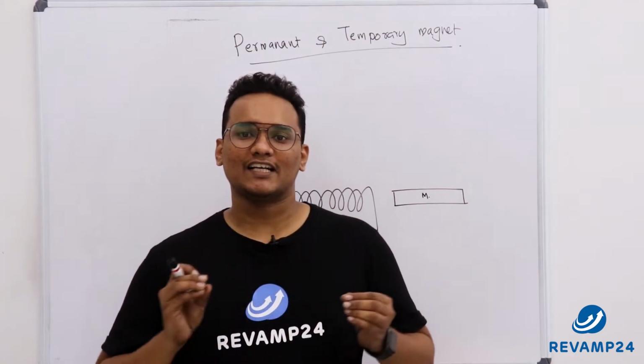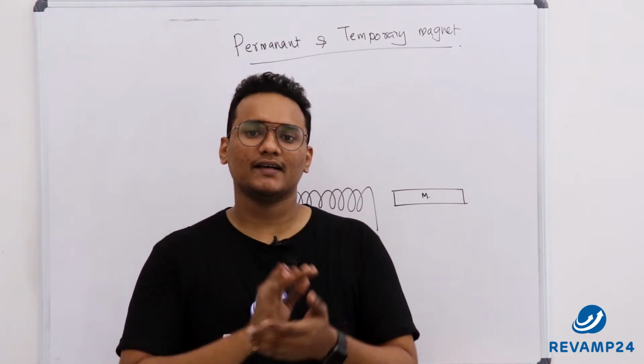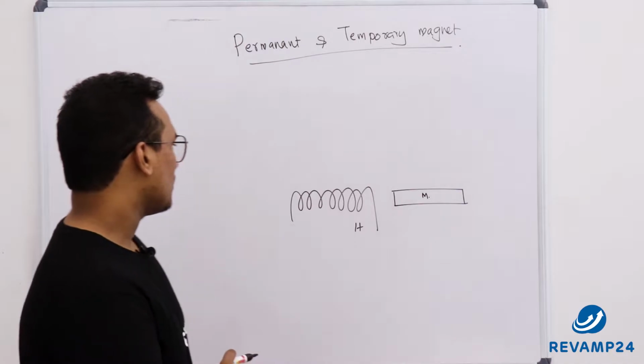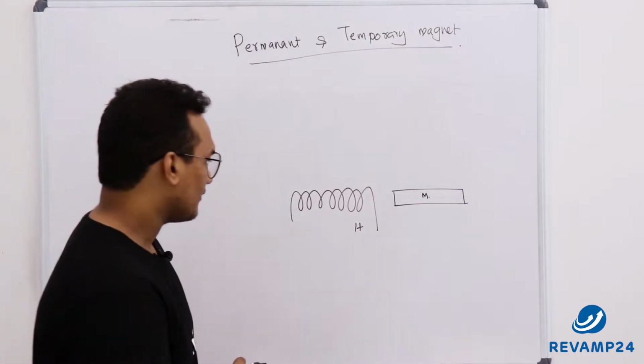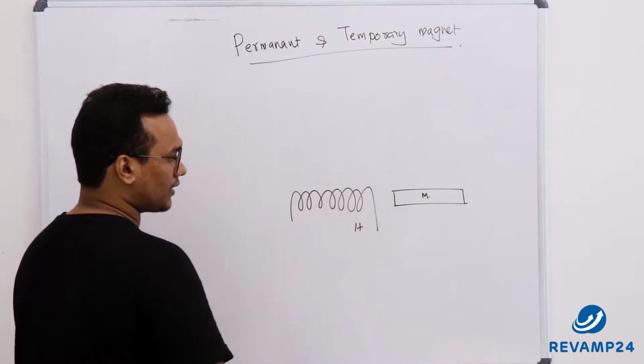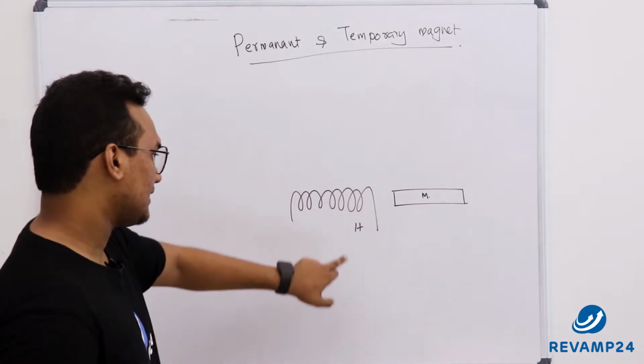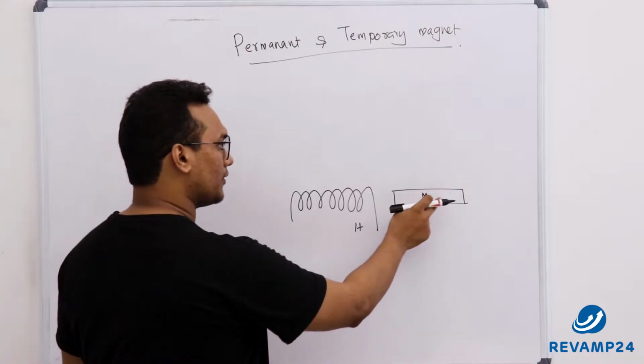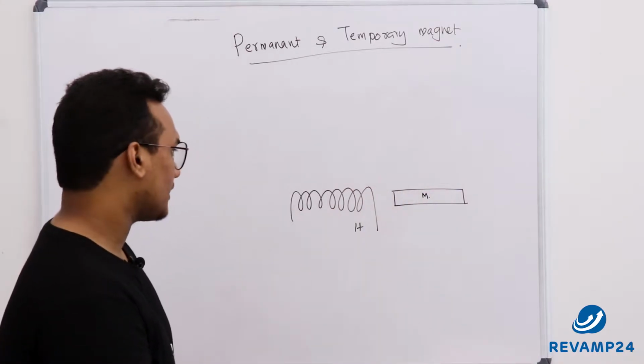In this video, I will explain what a permanent magnet and a temporary magnet are. Now, how are we producing a magnet? We have a ferromagnetic substance. We keep it near a magnetizing intensity of H. This will produce a magnetization inside, right?